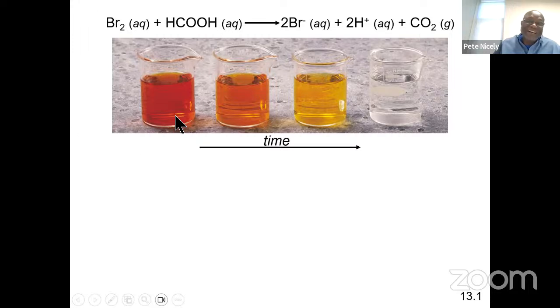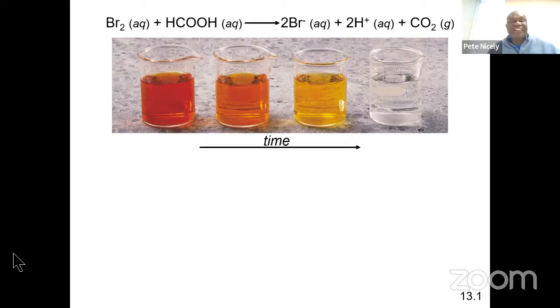As time progresses, the intensity of the color decreases correspondingly until the solution becomes totally clear, which implies that there's no more bromine left at the end of this reaction. In this particular case, it is more convenient for us to measure what we call the absorbance of bromine because of its color. There's an instrument that we use to measure absorbance.